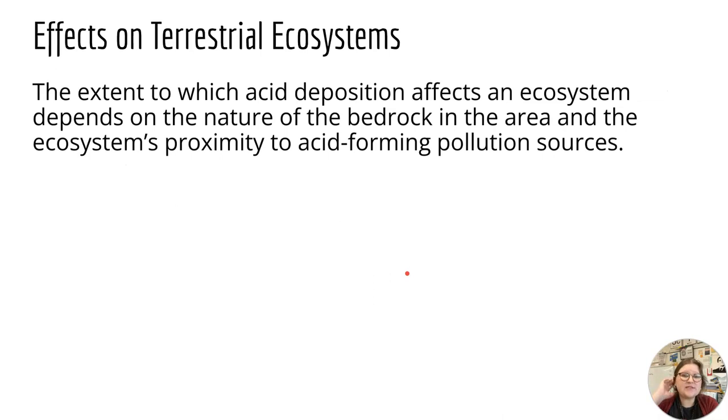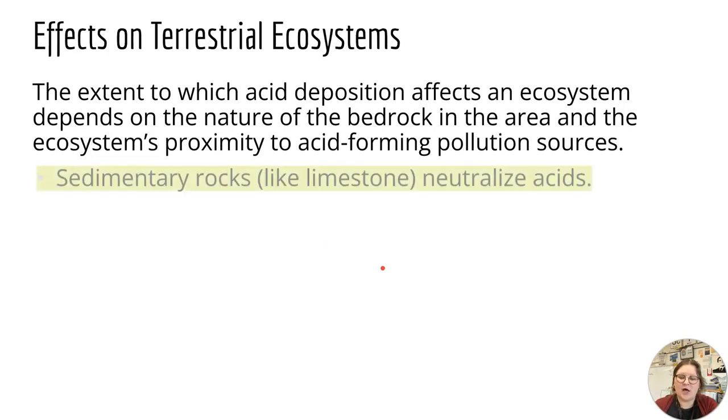For terrestrial ecosystems, the extent to which acid deposition affects an ecosystem depends on the nature of the bedrock in the area and the ecosystem's proximity to acid-forming pollution sources. So if it's really right next to a power plant, then it's going to have a higher effect. If it's 100 miles away, it's still going to have some, but less.